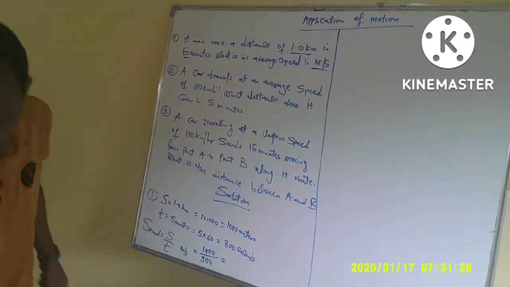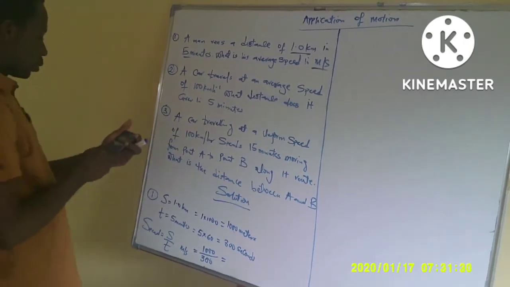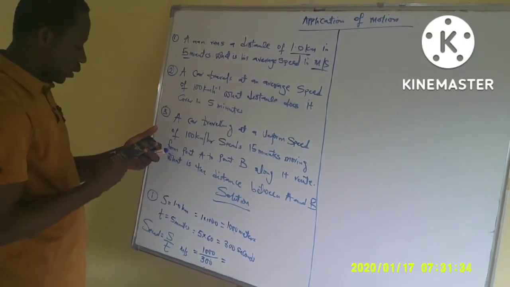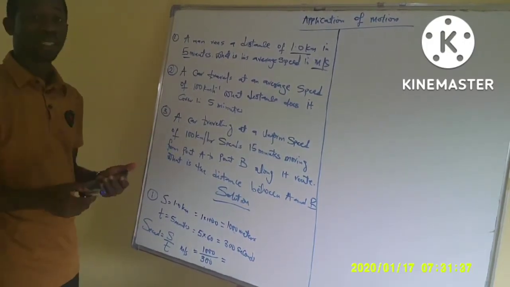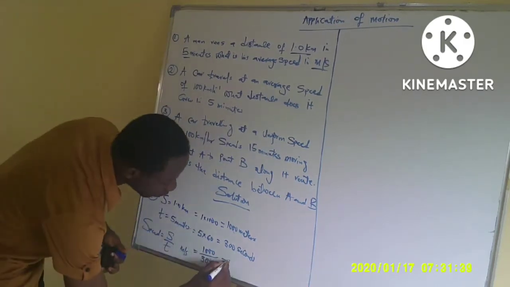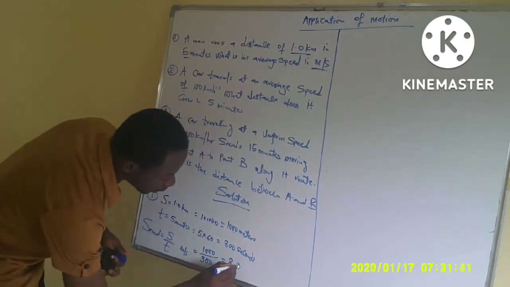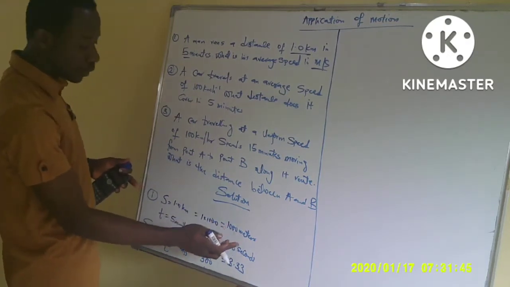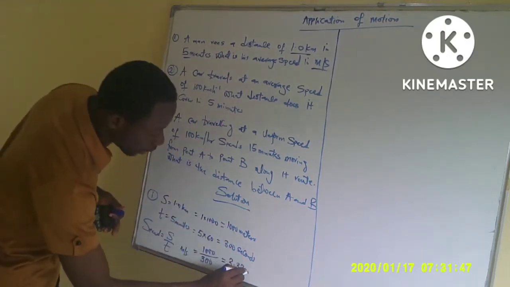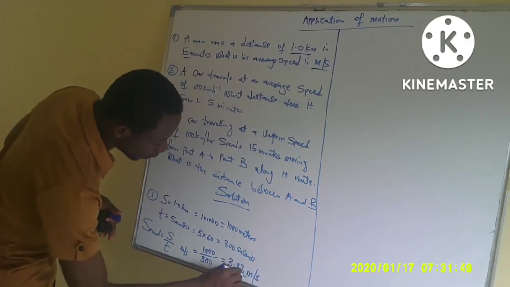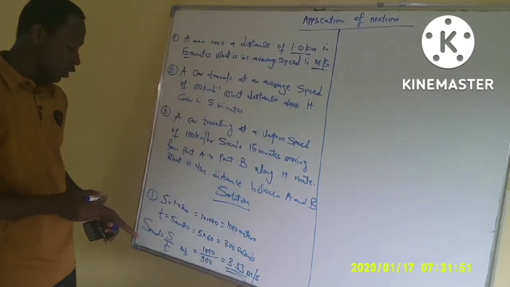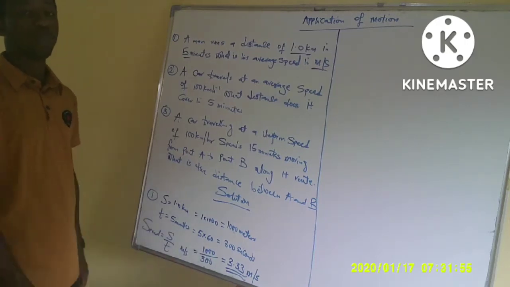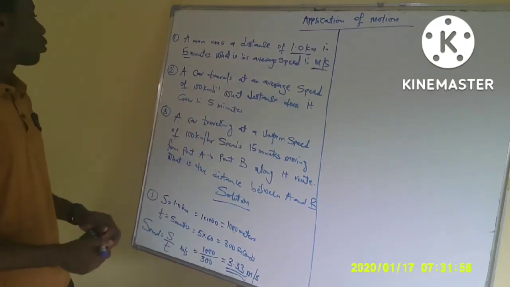the speed in meter per second. 1,000 divided by 300 gives us 3.33. Remember, the distance is in meters, the time is in seconds, so it's now in meter per second. That's the answer. So that is the speed for the question in meter per second. The answer is 3.33. So let's go to the second question.